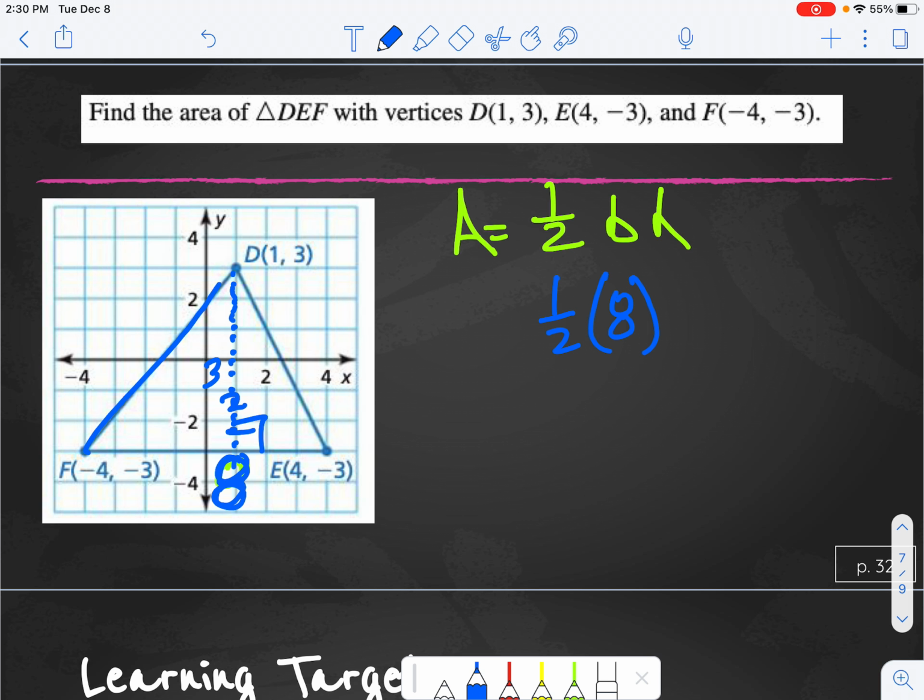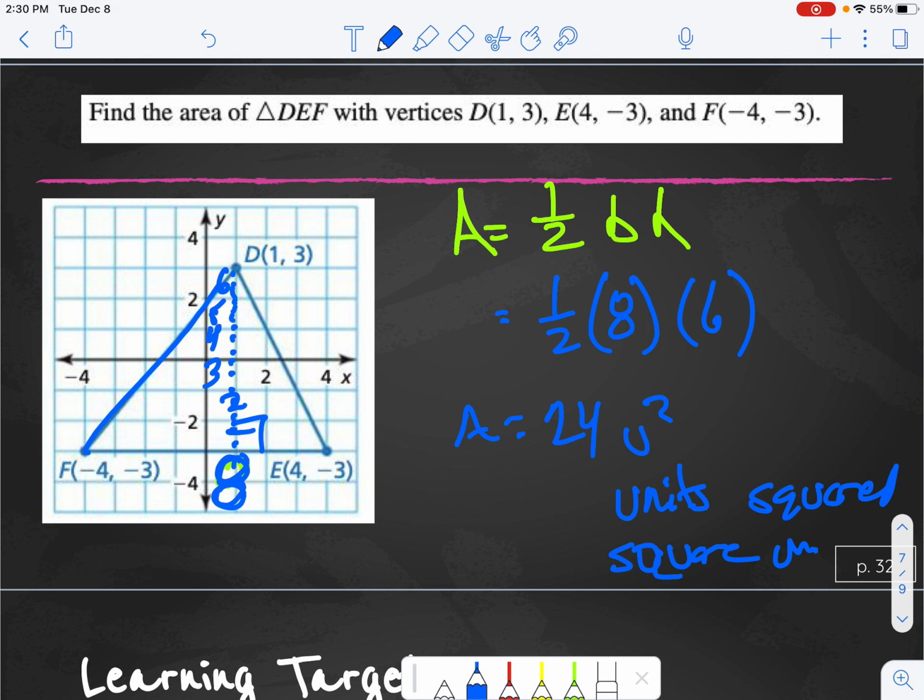1, 2, 3, 4, 5, 6. One half of 8 is 4. 6 times 4 gives me 24. So the area of this triangle is 24 units squared, or square units.